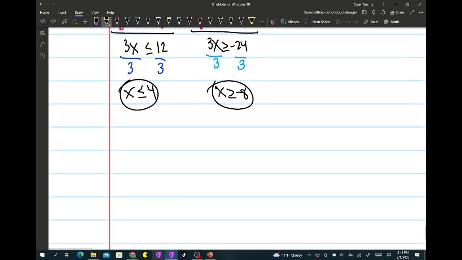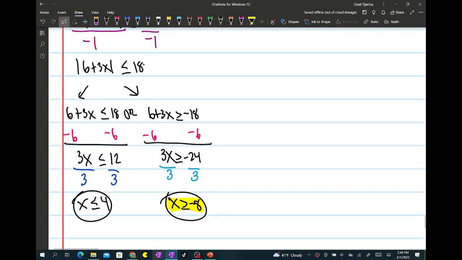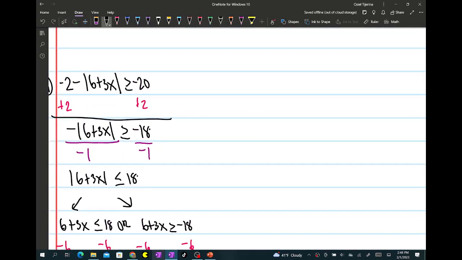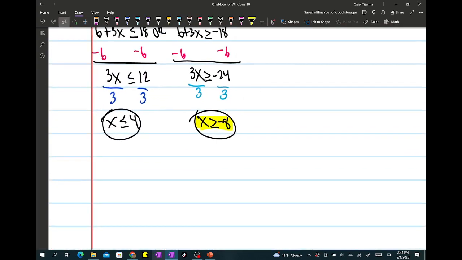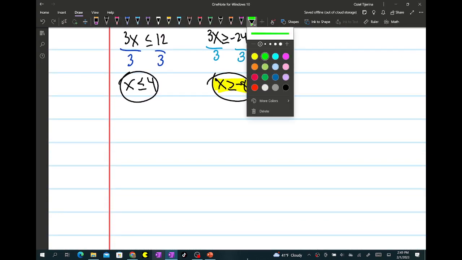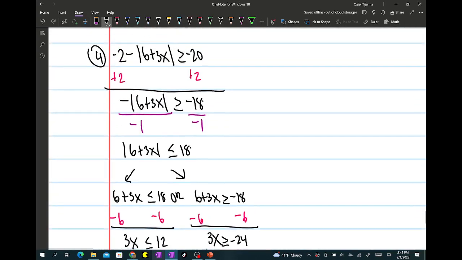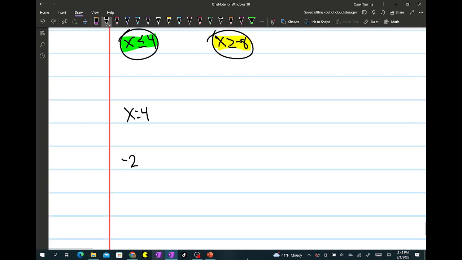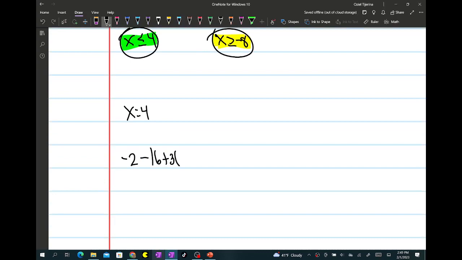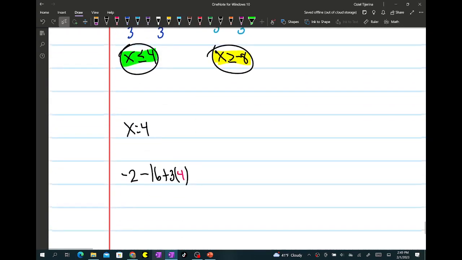Okay, so again, we can write this in the following way, right? And again, I would recommend that we check it, right? So we're going to go ahead and do that. So when I say less than or equal to 4, I'm going to first check x equals 4, right? So let me go ahead and do that. So I have x is equal to 4, right? When I put 4 in, I'm going to get negative 2 minus the absolute value of 6 plus 3 times 4 is greater than or equal to negative 20.